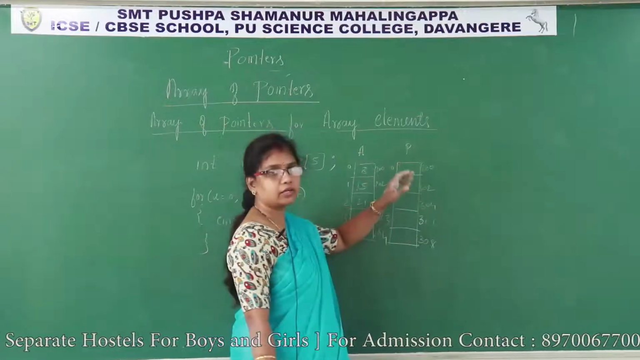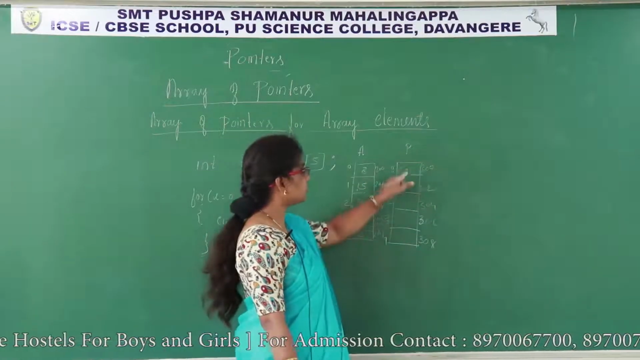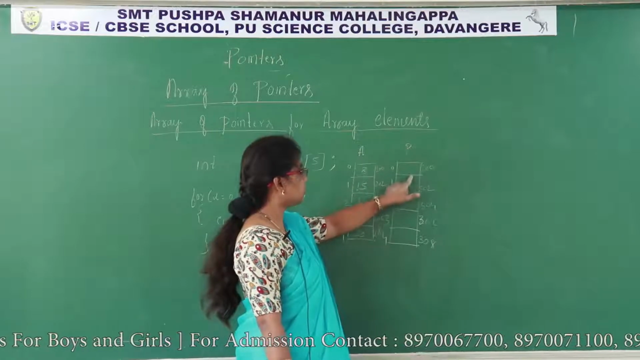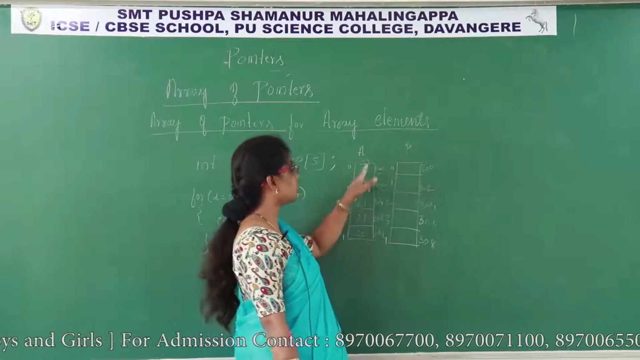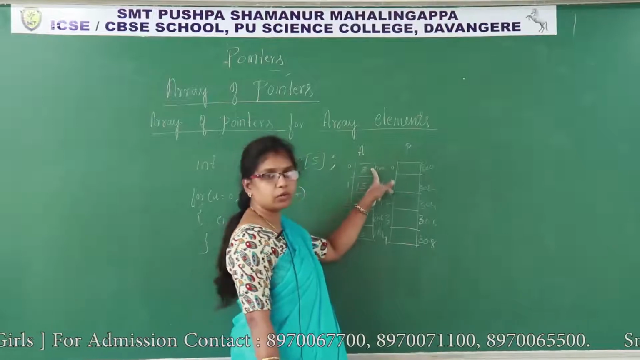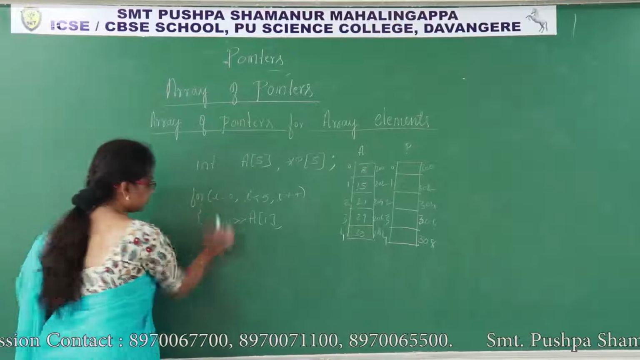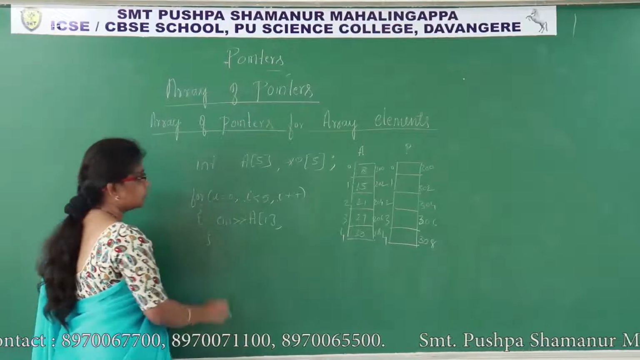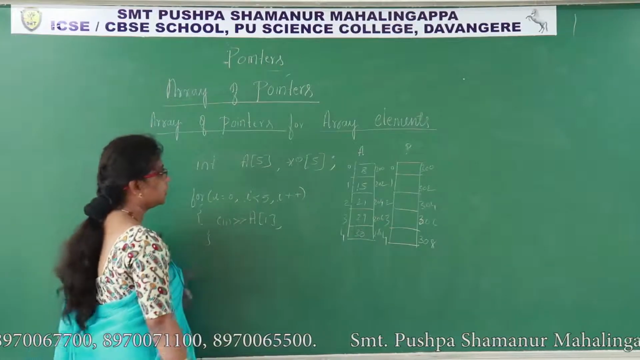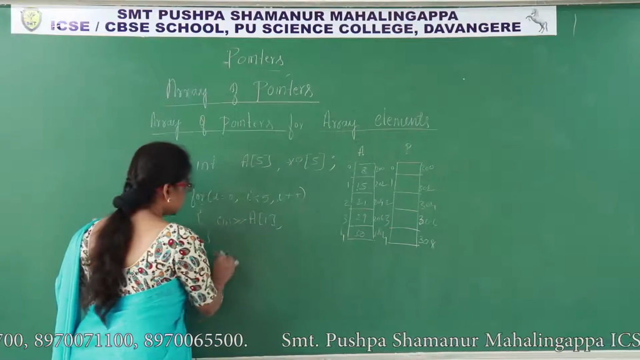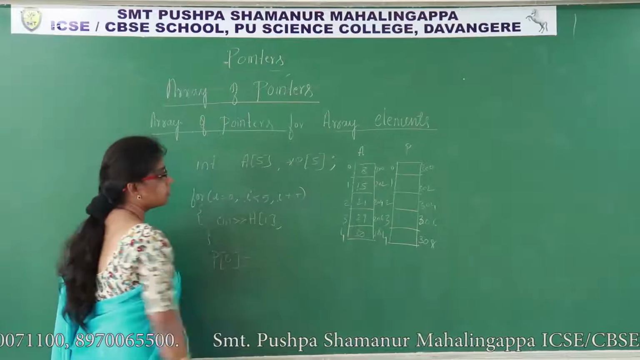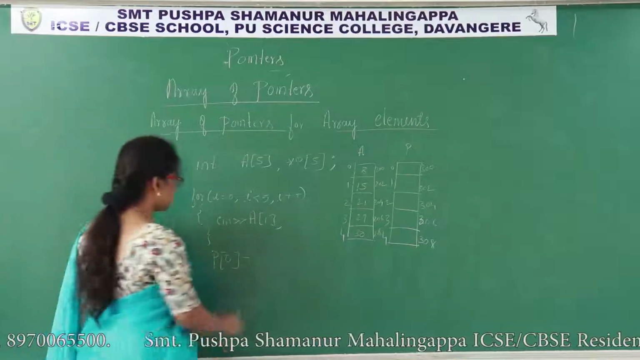Each memory location is a pointer. P of 0 is a pointer, P of 1 is a pointer. So this pointer, P of 0, has to store the address of this memory location. How to write looping statements? First I will write normally, later I will convert into a loop. P of 0 has to contain the address of A of 0.